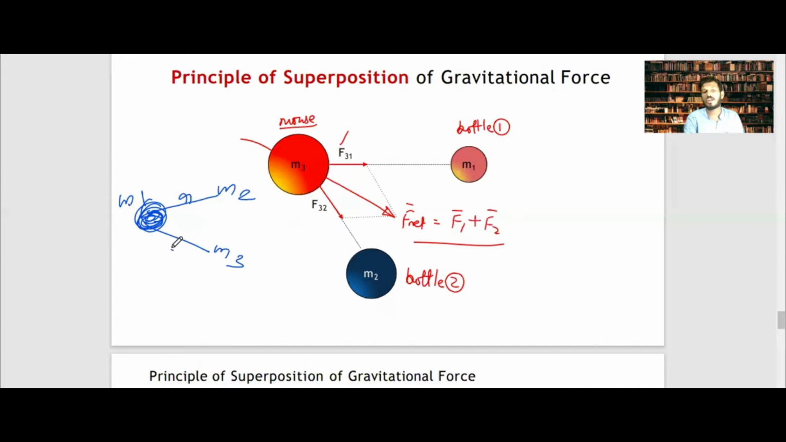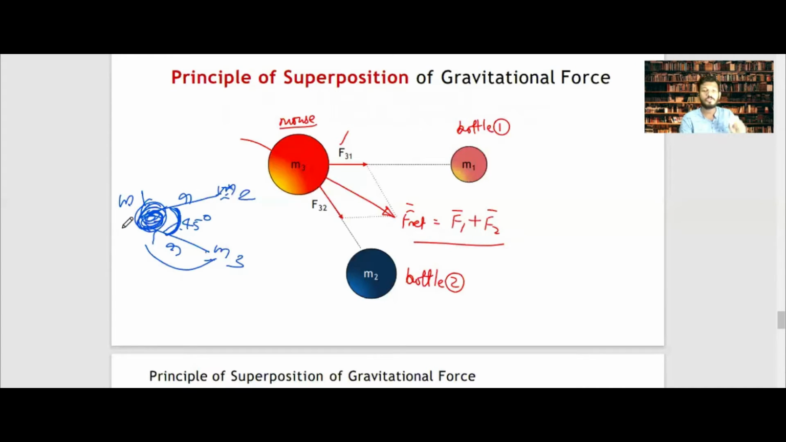If this distance is R, and this distance is also R, then the force between these two bodies must be equal to the force between these two bodies. But the directions are different. Yes, the directions are different, and an angle is given. The angle between M1, M2 and M1, M3 is considered 45 degrees.